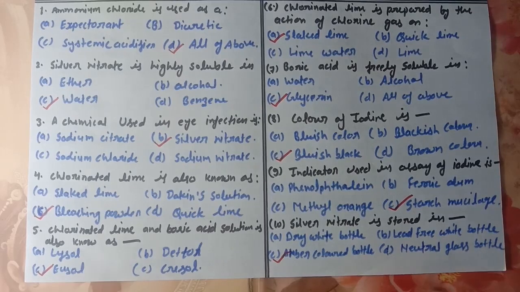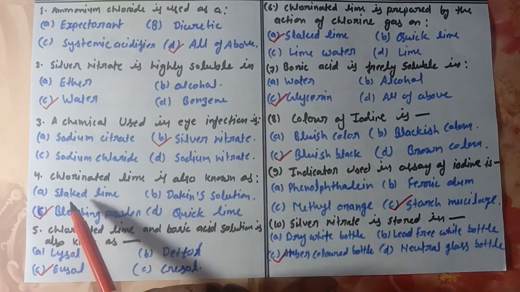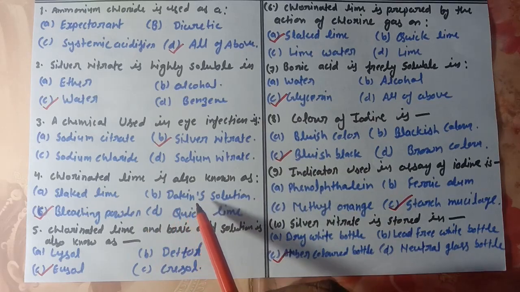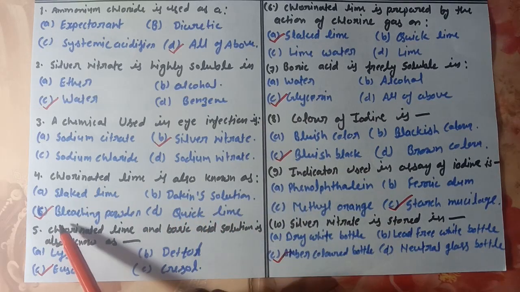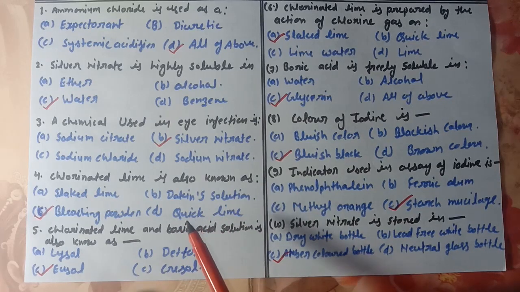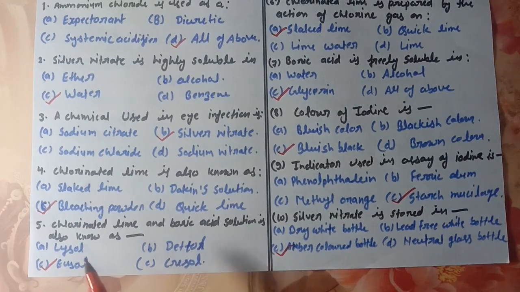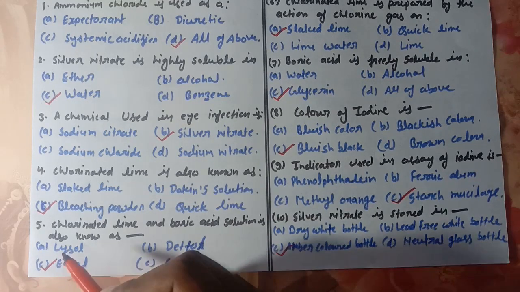Question number 4. Chlorinated lime is also known as option A slaked lime, option B Dakin's solution, option C bleaching powder, option D quick lime. So the answer is C, bleaching powder. Question number 5. Chlorinated lime and boric acid solution is also known as option A Lysol, option B Dettol, option C Eusol, option D Cresol. So option C, Eusol.